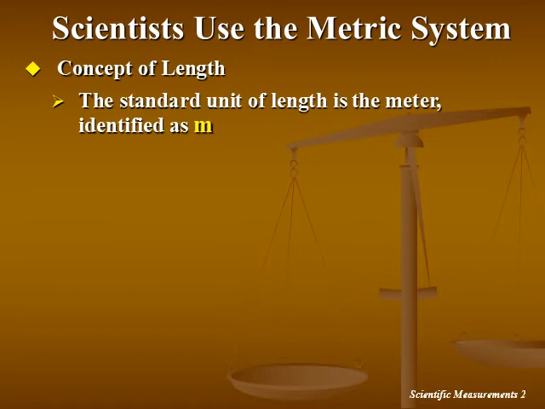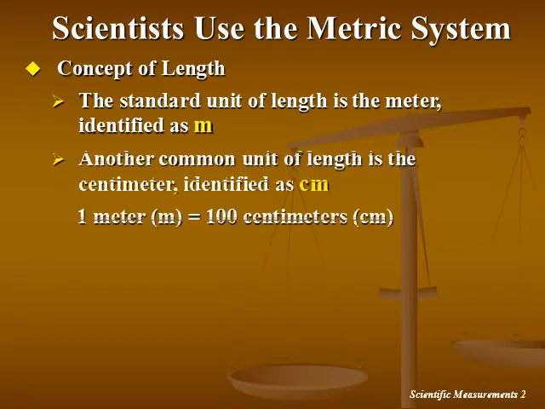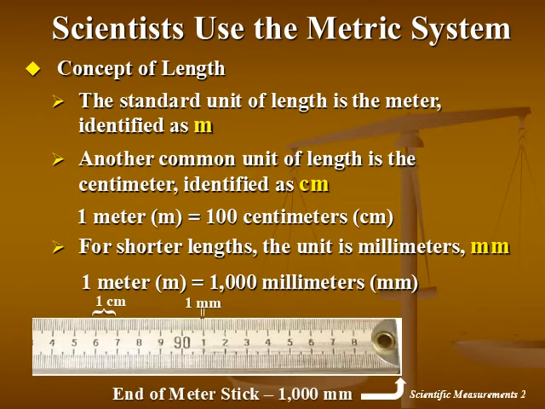In the metric system, the standard unit of length is the meter, identified by the letter lowercase m. Another common unit of length is the centimeter, identified by the lowercase letters cm. 1 meter is equal to 100 centimeters. For shorter lengths, scientists use the unit millimeters, identified by the lowercase letters mm. 1 meter is equal to 1000 millimeters. This diagram of the end of a metric stick shows the centimeter and millimeter markings.